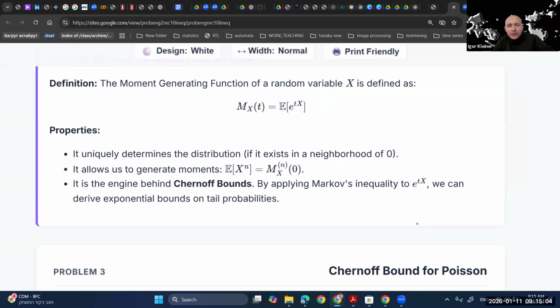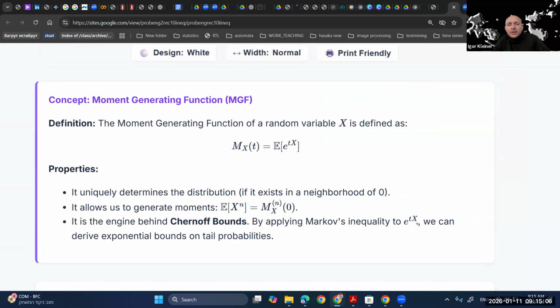Okay, let's do the last question. Before that, I want to remind you about the moment generating function. Do you remember? Did you read about this? We have many generating functions: probability generating function, moment generating function, characteristic generating function, quantile generating function. Why do we need all of them?